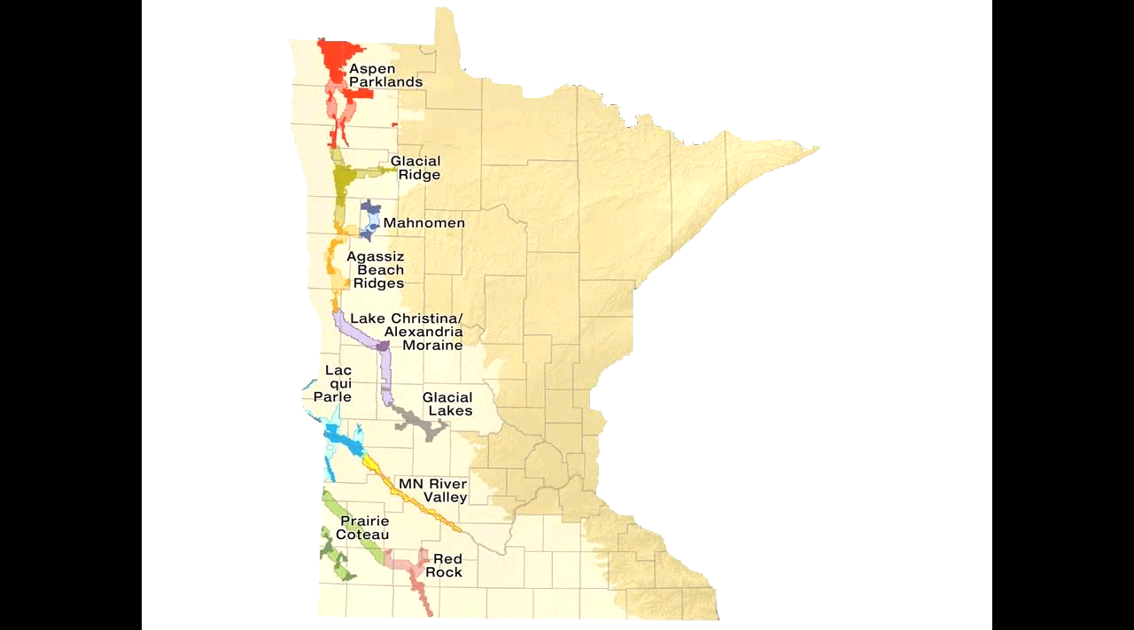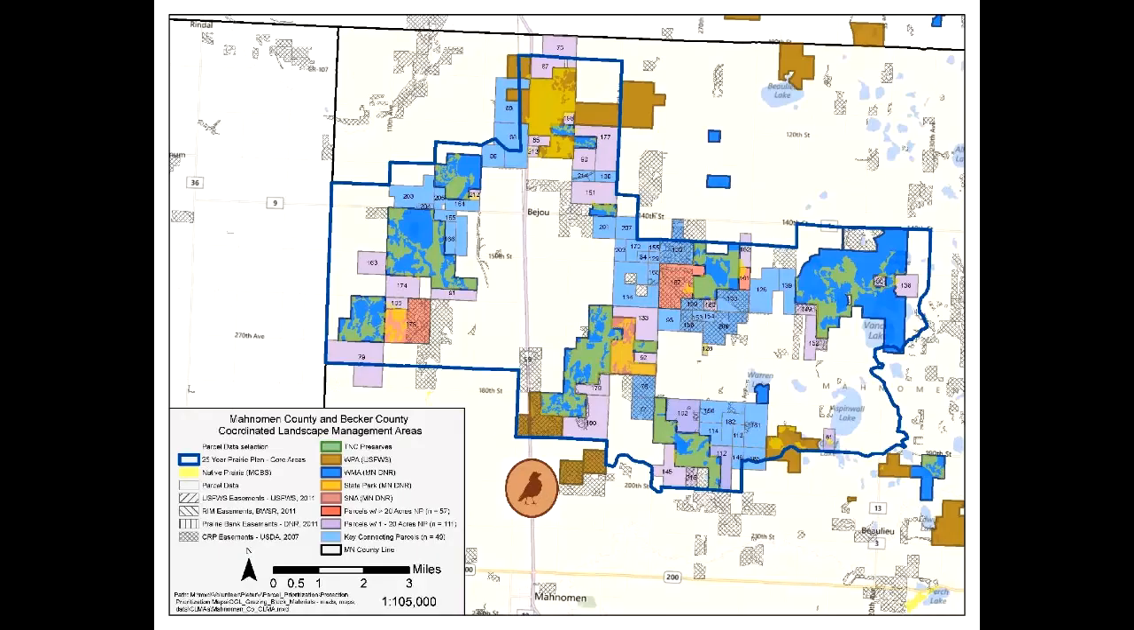It seeks to create a corridor of restored and rehabilitated prairie that runs from Canada to the Iowa border. We have pieces in the Glacial Ridge section, in the Minoan section, and Agassiz Beach Ridges, also the Lake Christina Alexander Moraine. We're involved on technical teams for all of those. It really is quite interesting. It's a big project, however, and that's the opposite of what I really want to talk to you all about.